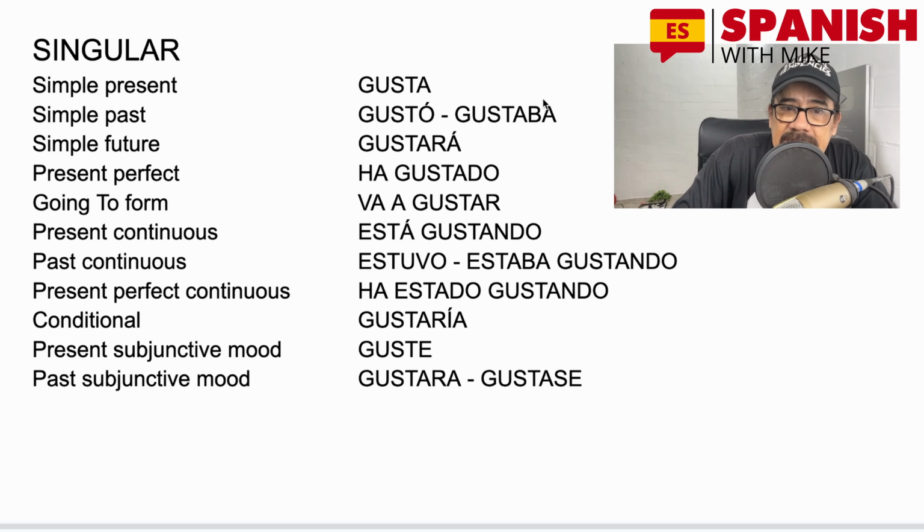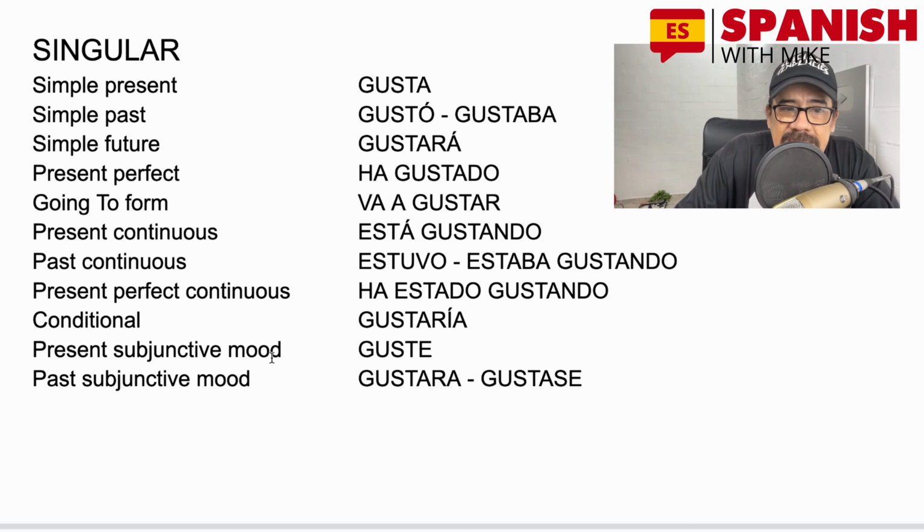So the simple present would be gusta for singular. The simple past would be gustó or gustaba. Remember, we have two different forms of the past tense. The simple future would be gustará. The present perfect would be ha gustado. The going to form would be va a gustar. The present continuous would be está gustando. The past continuous would be estuvo or estaba gustando. The present perfect continuous would be ha estado gustando. The conditional form would be gustaría.